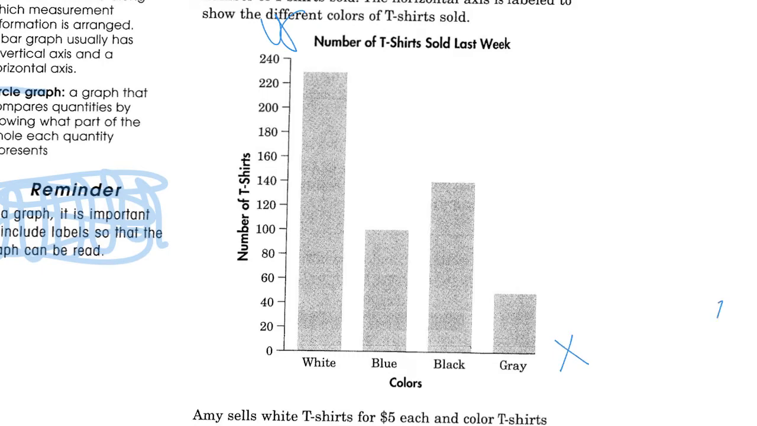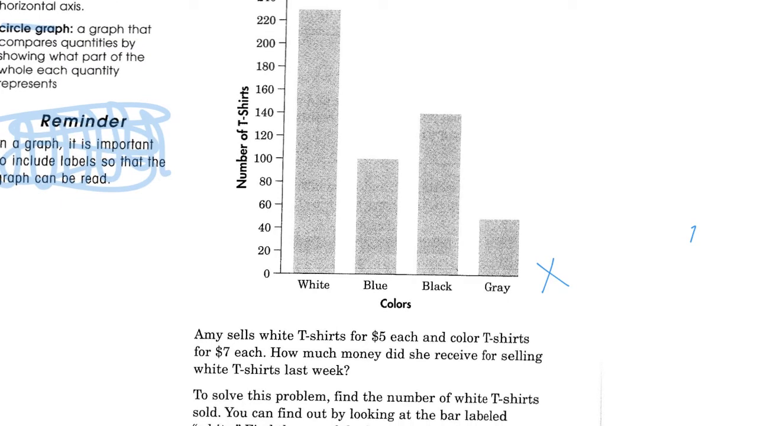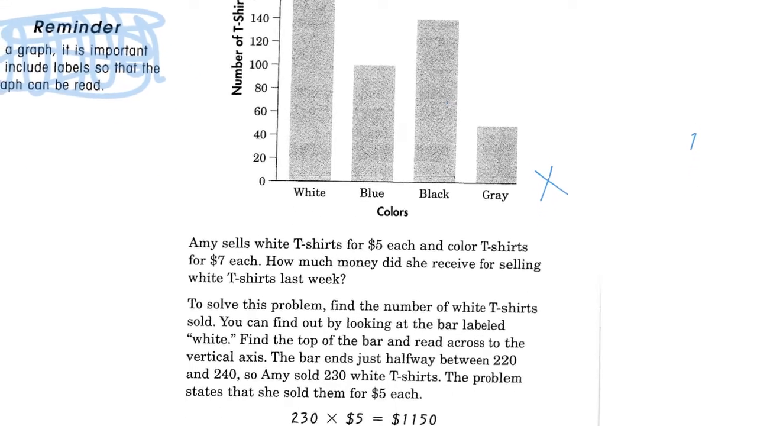So now, it says Amy sells white t-shirts for $5 and each color t-shirt for $7. How much money did she receive for selling the white t-shirts last week? Well, when you look at your graph, the white t-shirt bar goes up to here and you cut across, and that is about halfway between 240 and 220. So it's at 230.